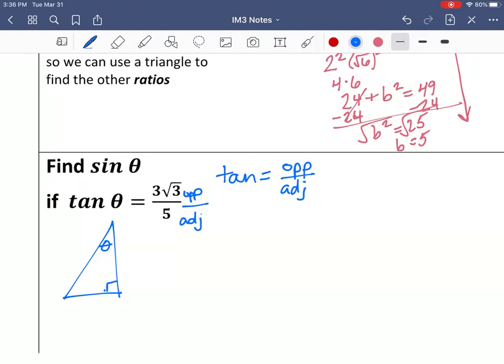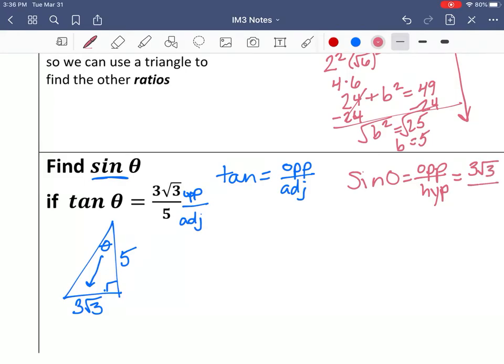And I'm going to label my sides. Opposite theta, that would be down here. That's 3 root 3. Adjacent is 5. Now, sine, and get my answer area set up. Sine of theta is equal to opposite over hypotenuse, again from SOH CAH TOA. Well, I know that opposite is 3 root 3. I don't know what the hypotenuse is.